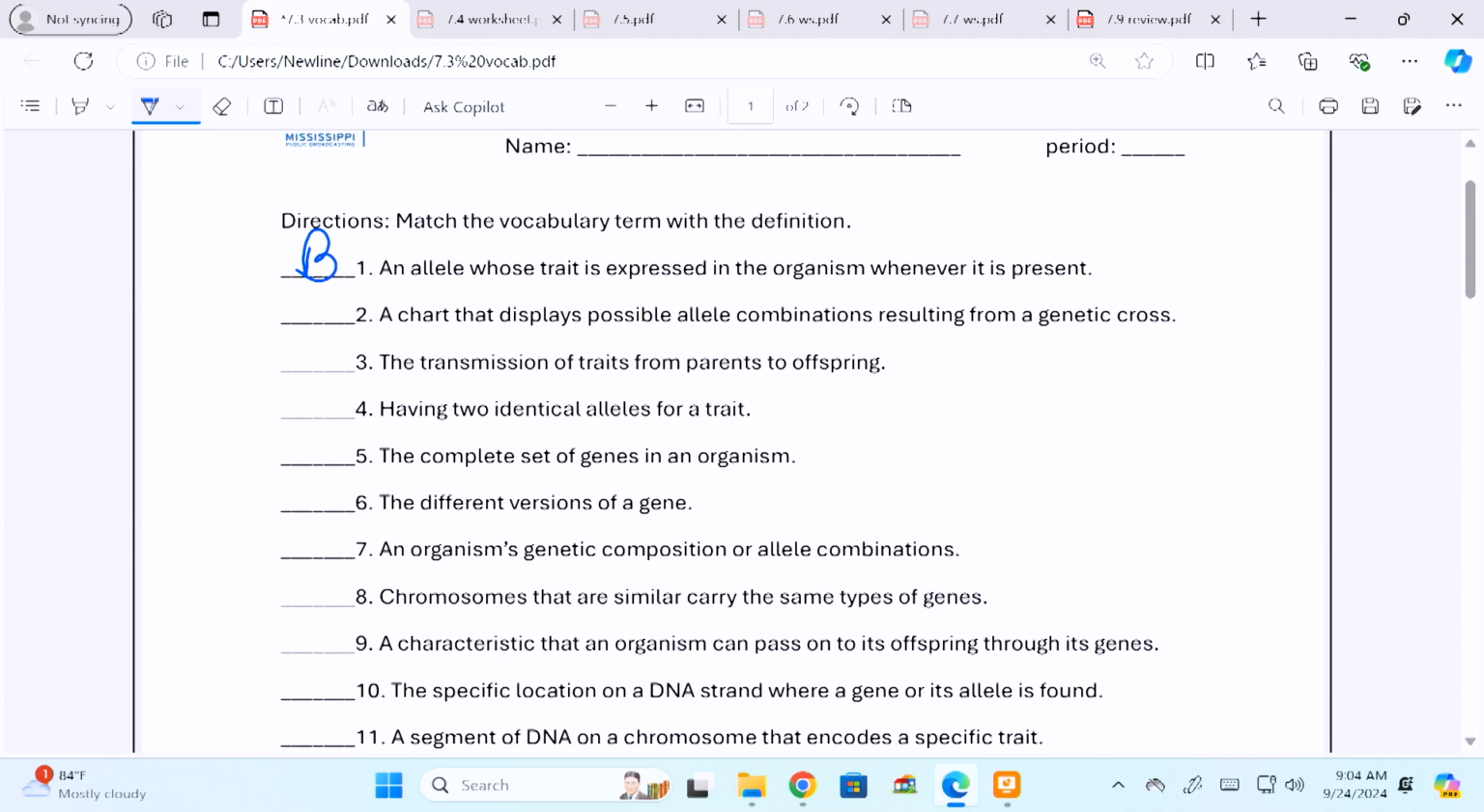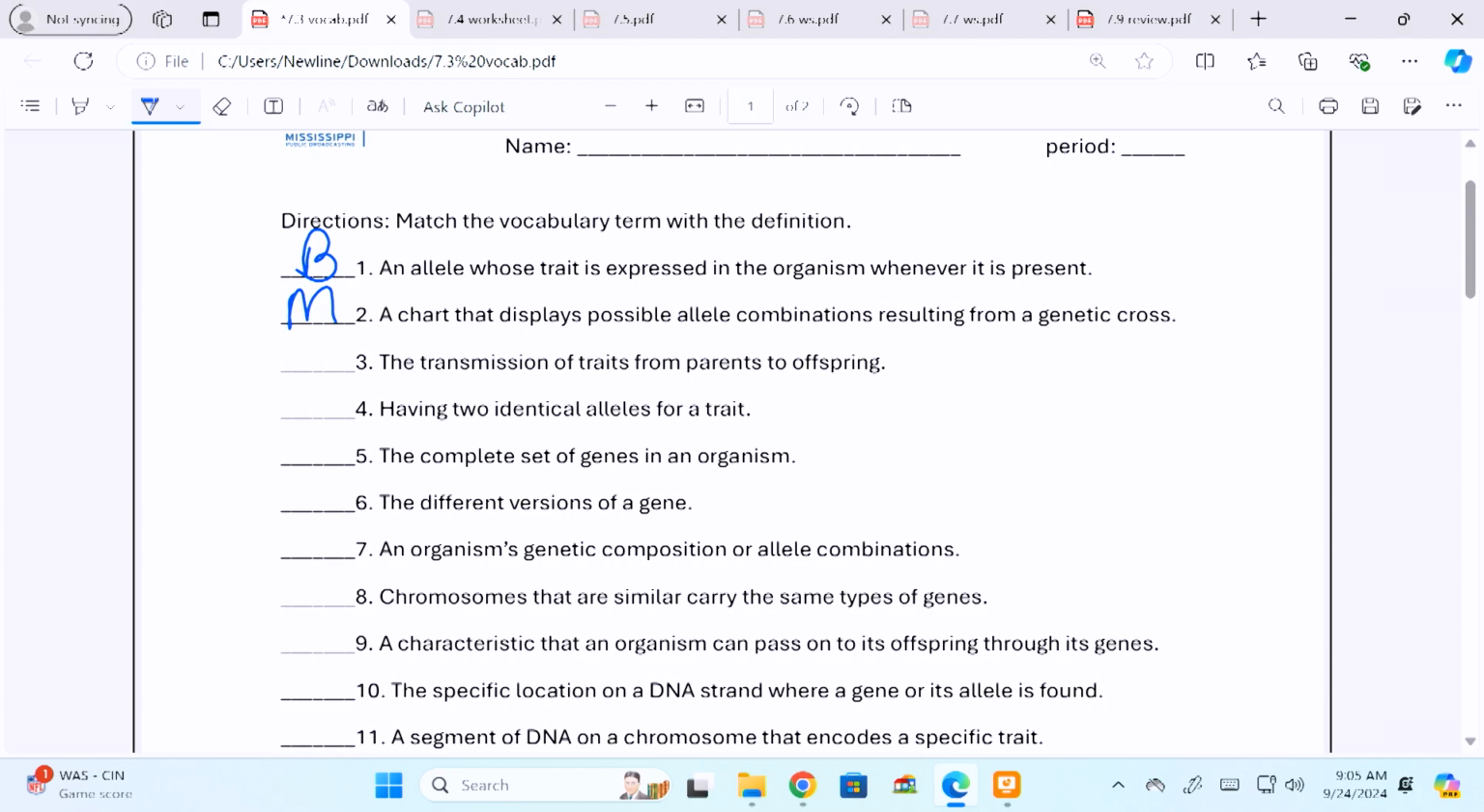The next one says a chart that displays possible allele combinations resulting from a genetic cross. This is the one that has 4 squares in it. What is that called? Y'all might remember that that's called a Punnett square. So let's go with letter M, and this shows probability for the offspring.